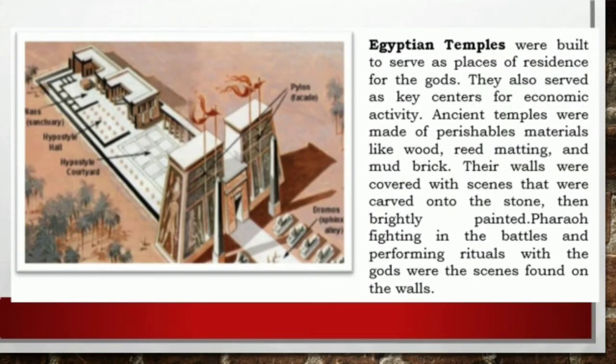Next example of Egyptian architecture is Egyptian temples. They were built to serve as places of residence for the gods. They also served as key centers for economic activity. Ancient temples were made of perishable material like wood, reed matting, and mud brick. Their walls were covered with scenes that were carved onto the stone, then brightly painted. Pharaohs fighting in battles and performing rituals with the gods were the scenes found on the walls.